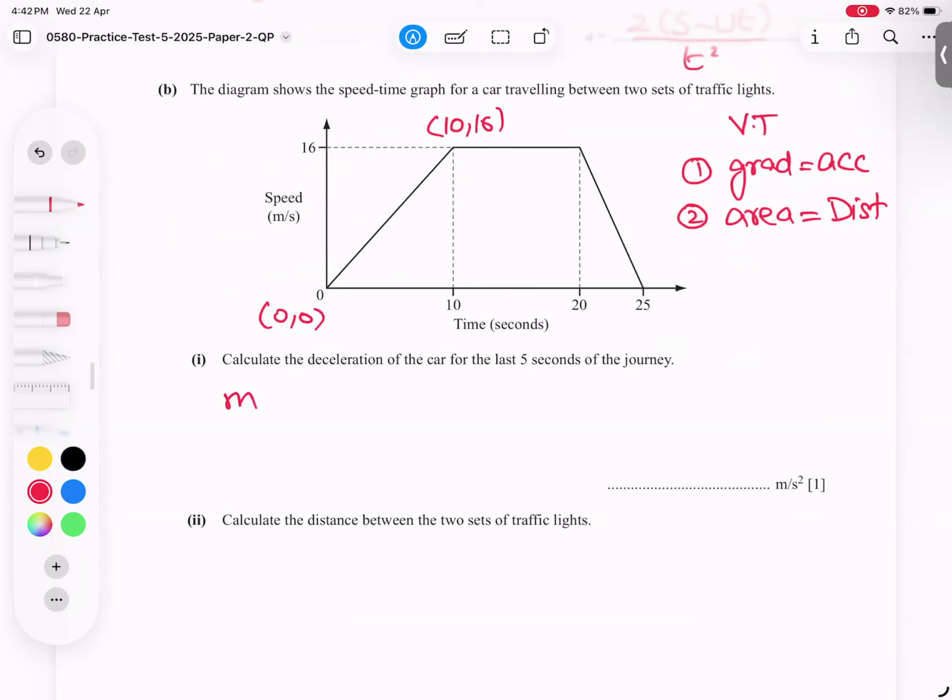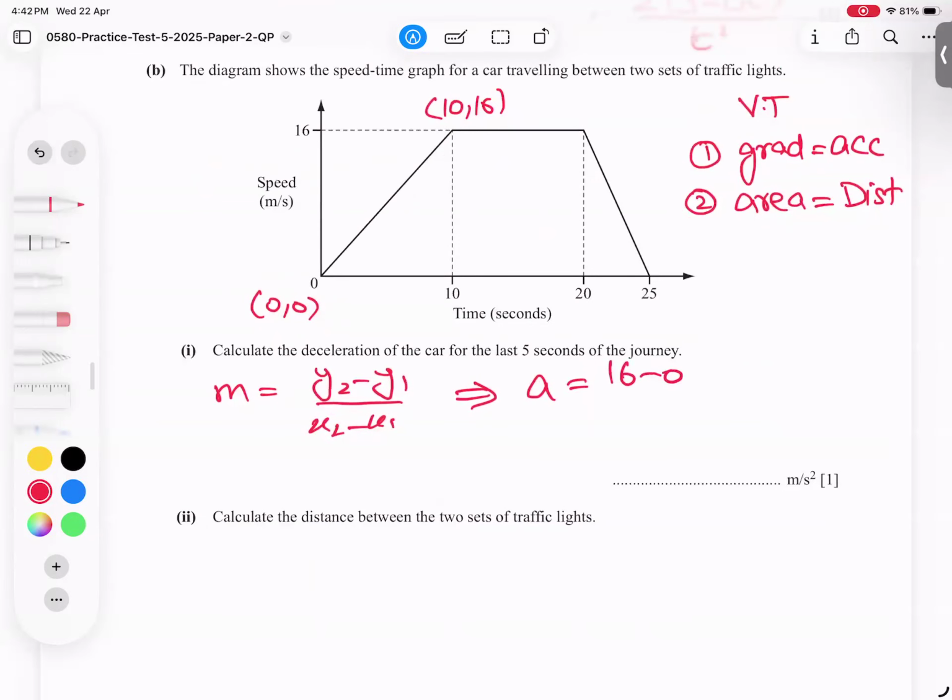The gradient formula, all of you know it: y2 minus y1 over x2 minus x1. Here y2 is 16, y1 is 0, so 16 minus 0 over 10 minus 0. Do it carefully and the answer is counted. When we divide by 10, the decimal will jump here, and we get the acceleration. Sorry, he is asking for deceleration, not acceleration.